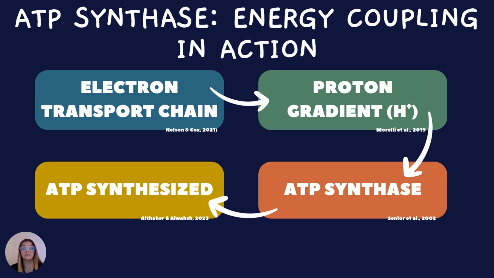This is one of the best examples of energy coupling because the energy is changing its form from electrochemical energy into chemical energy stored in ATP. Now we're going to take a look at what happens when the cell needs to use it.